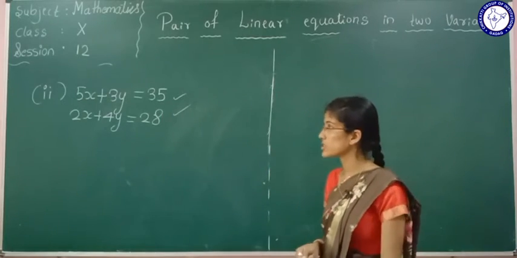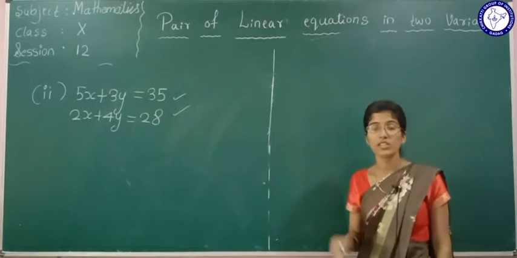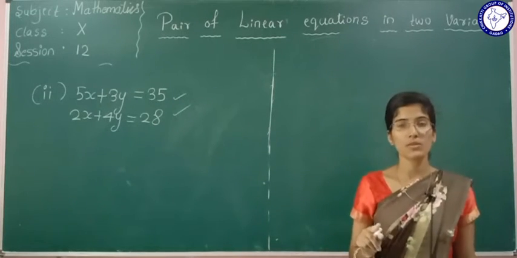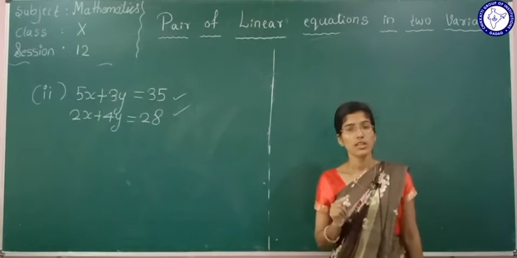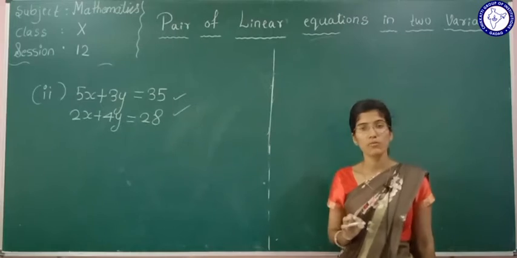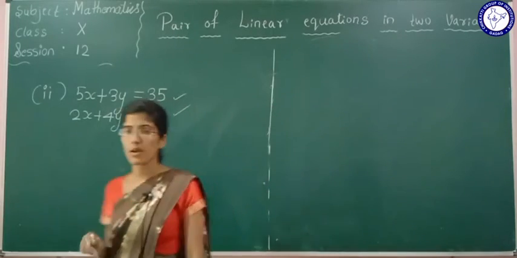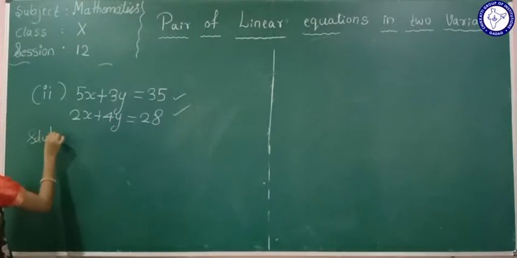To find out the solution of the linear equations by the cross multiplication method, the first step is that you have to write the equation in the form of ax plus by plus c. This is very, very important. This is the first step in the cross multiplication method.